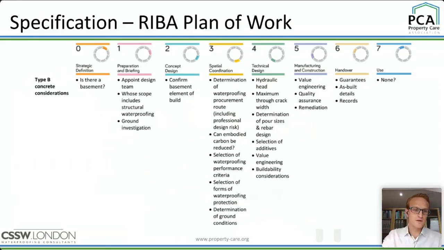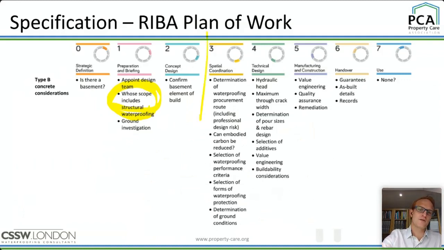But I thought it'd be helpful to look at the RIBA Plan of Work. RIBA is the Royal Institute of British Architects, and they do this sort of flow chart of a design process. So you'd start here, where somebody has a plot of land and they want planning. They might think that they want a basement, but they start with appointing a design team. Most of the listeners here will be familiar with this issue: whose scope is the waterproofing in?